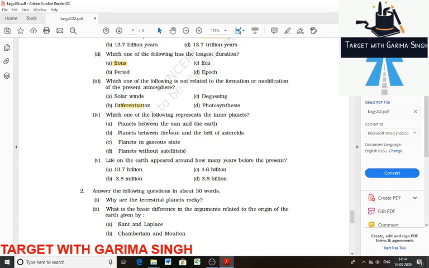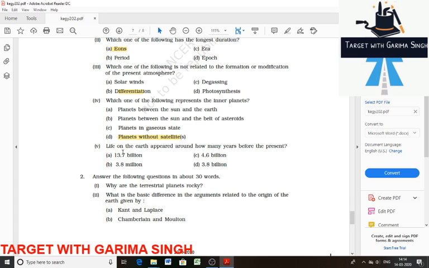Then fourth is, which one of the following represents the inner planets? Planets without satellite. Then fifth is, life on Earth appeared around how many years before the present? So it's 3.8 billion.